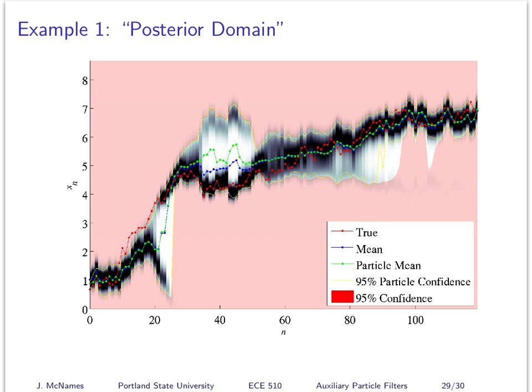And you can see that the green is also pretty much right on top of the blue, which is where the true mean is, calculated by the numerical techniques. So it's working well without resampling, and that's good. It's a bit of an improvement from what we had before.